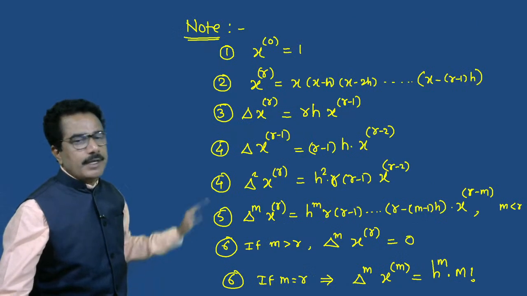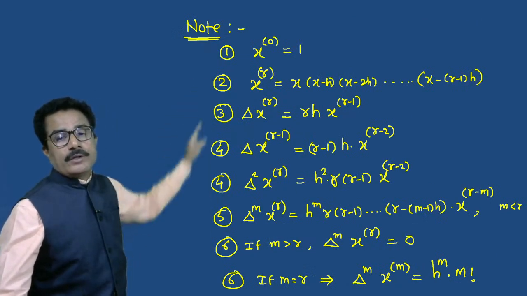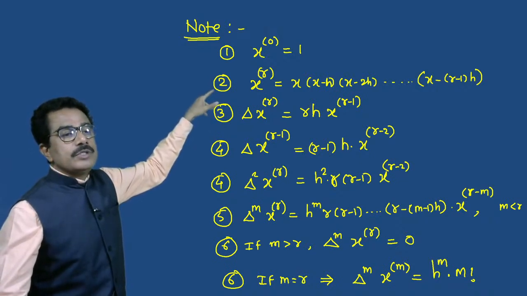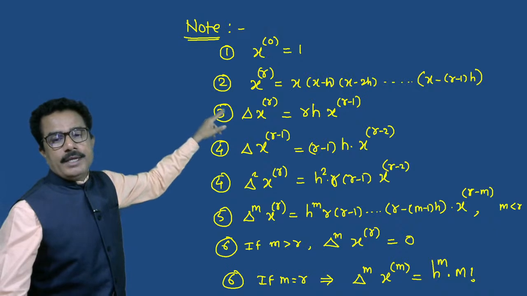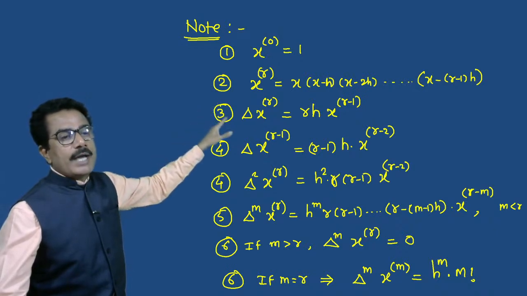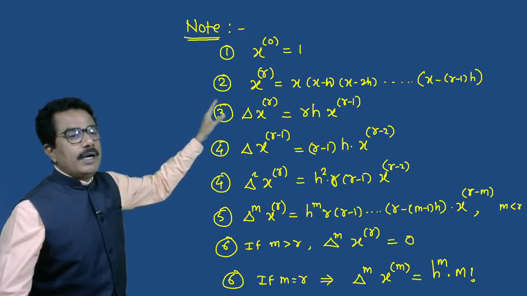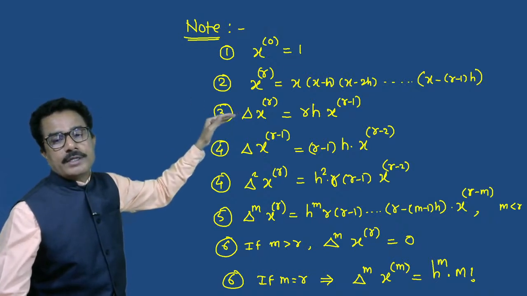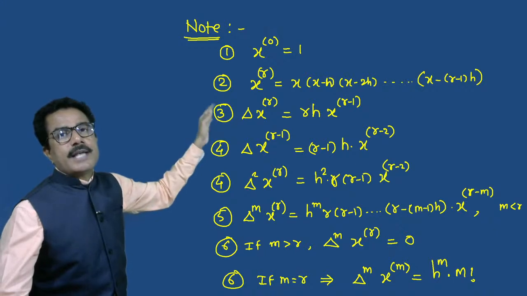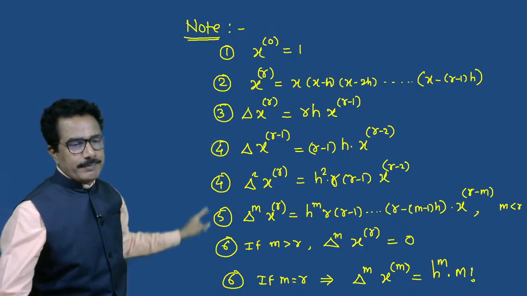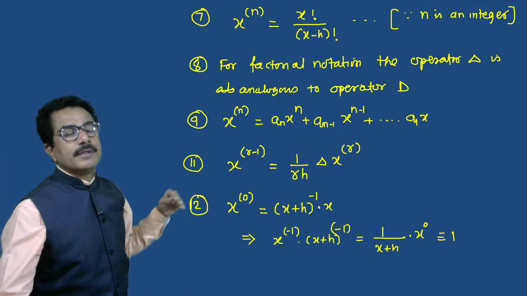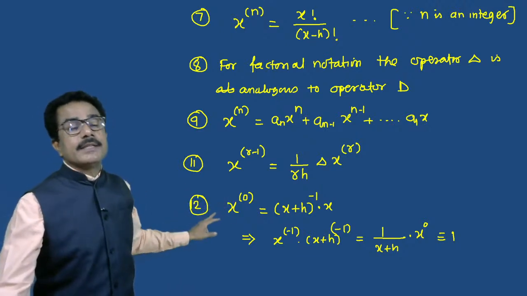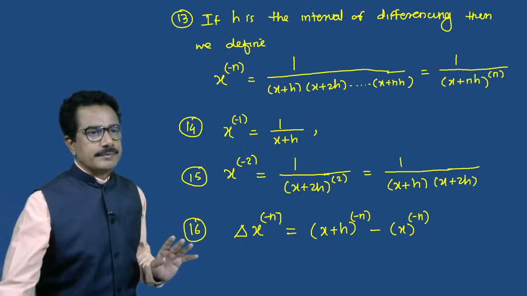See this. Actually we have seen the factorial notation. x raised to 0 factorial is equal to 1, and x raised to r factorial is equal to x into (x minus h) into (x minus 2h) and so on, up to (x minus (r minus 1)h). These are the same formulae which we have studied regarding the factorial notation.